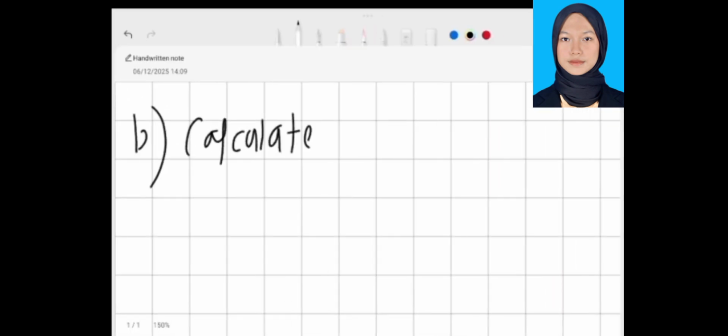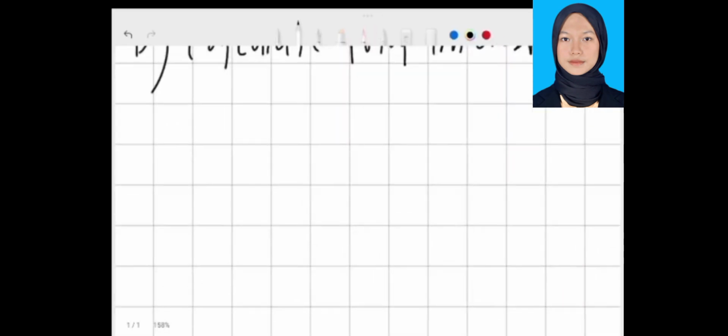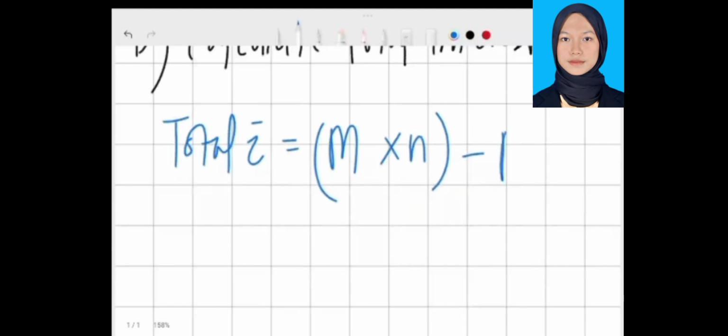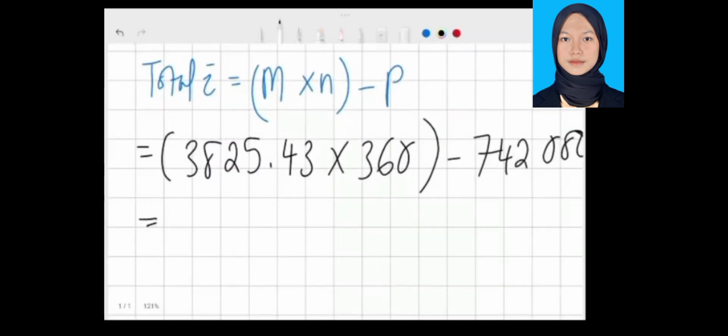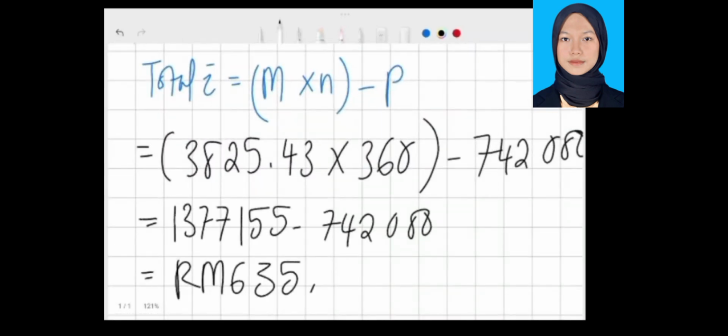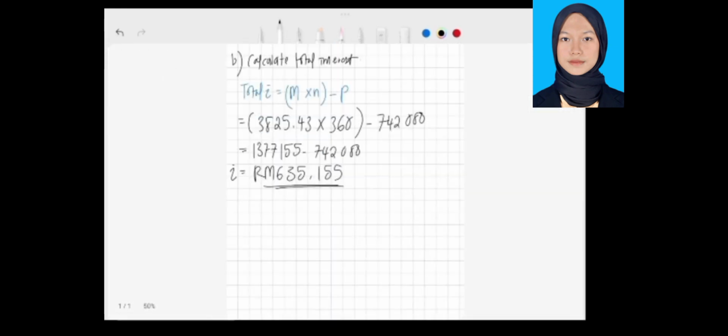Then we calculate the interest. Total interest equals M multiplied by N minus P. 3,825.43 multiplied by 360 minus 7.2000, we will get 1,377.155 minus 7.2000, and we get the exact amount of RM 635.155. That is it for B. For the C, we need to find the balance.